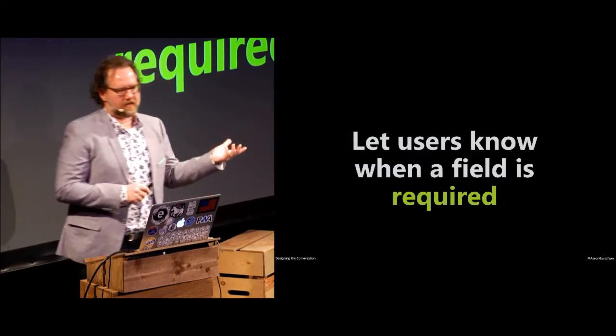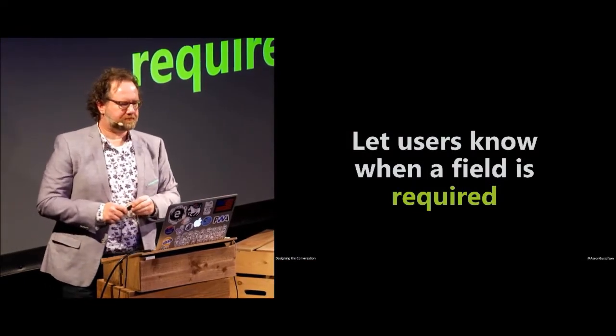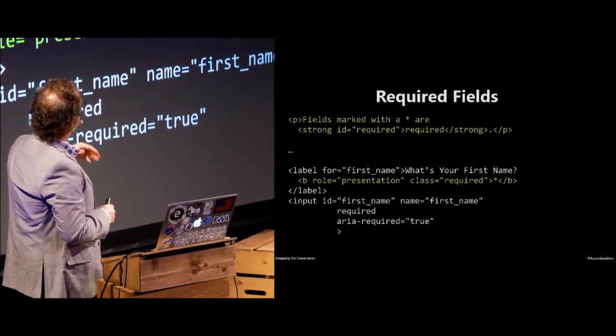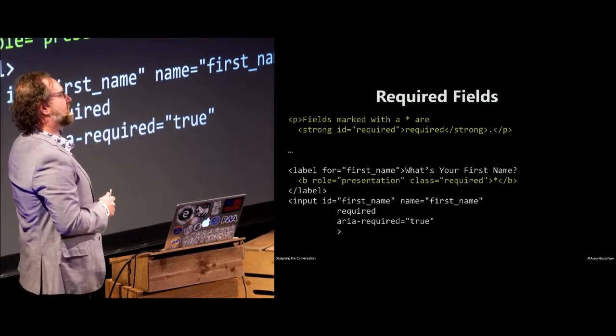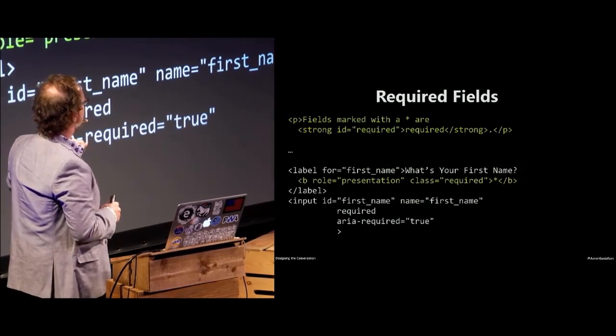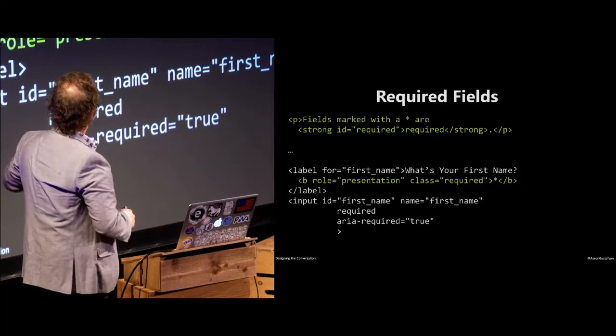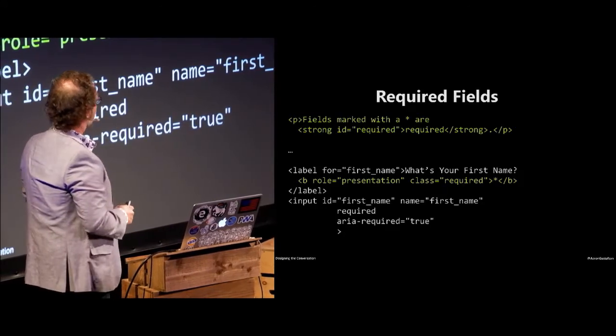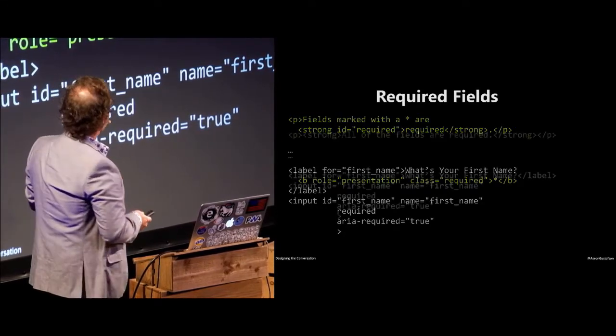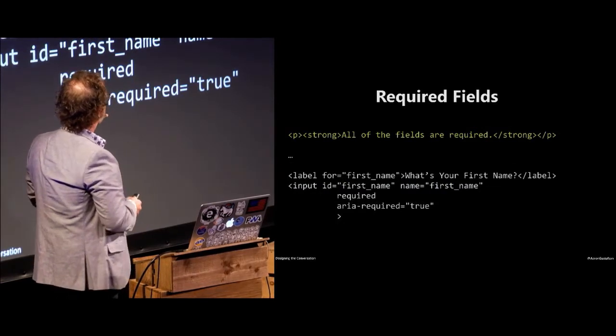All right. You can also let users know when fields are required. Jeremy mentioned this as well. So we have traditionally done things like putting asterisks and letting people know that things are required by making it strong, and putting a class of required, and so on and so forth. That's not particularly awesome and doesn't always translate well.